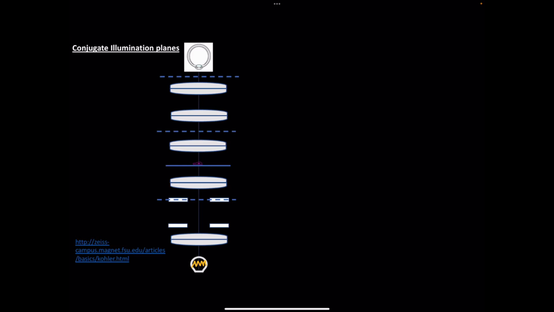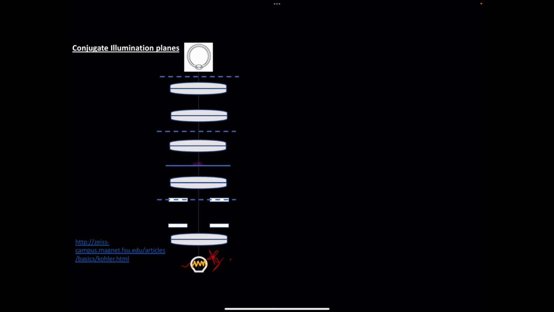They are referred to as illumination planes because these are the planes in which your light source will be imaged, or the image of the light source, that is the filament, will actually be produced at all of these planes. After you align the microscope, wherever the image of this filament will be produced, we are going to call them conjugate illumination planes, because in all of these planes, the image of the illumination source is being produced.